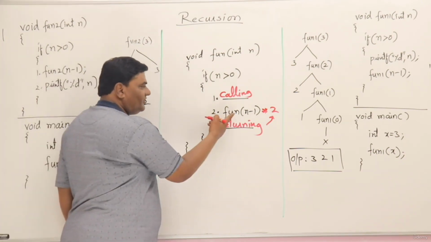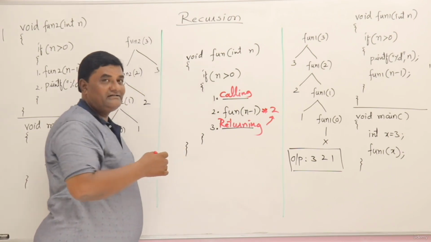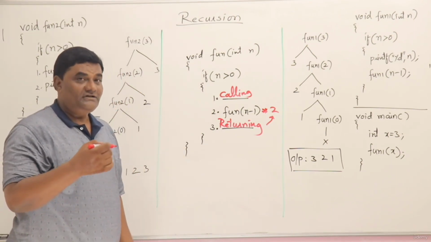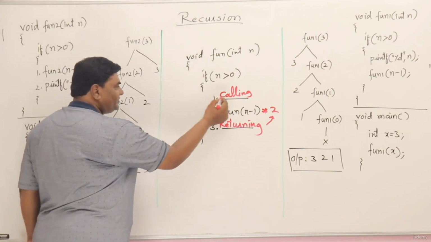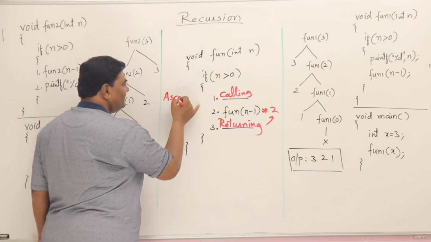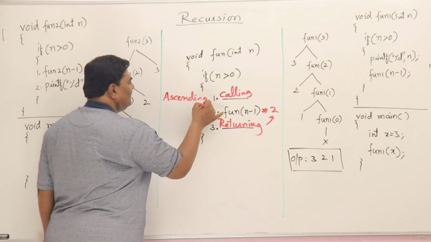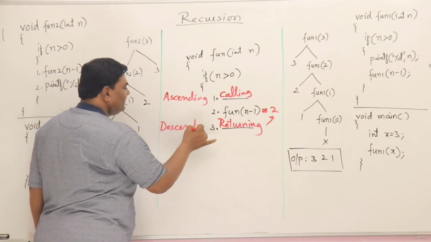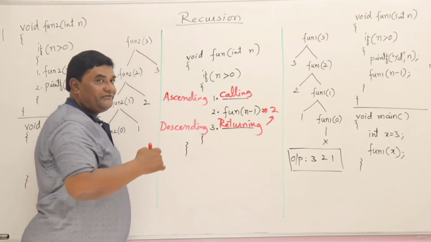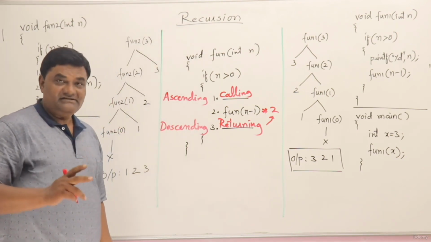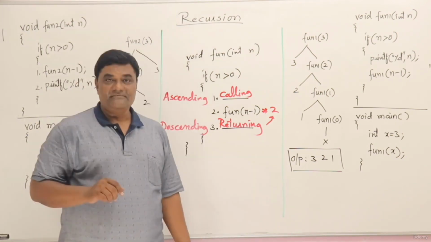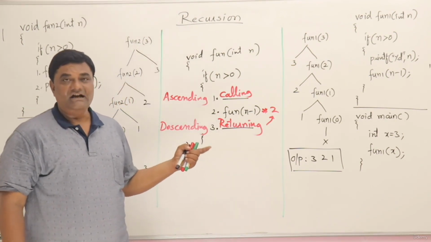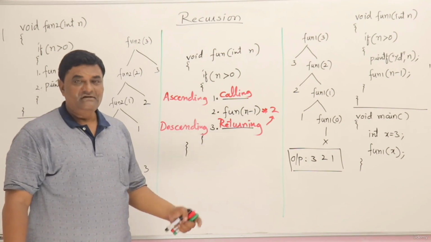In a recursive function call, if anything is there before the function call, then that will be executed at calling time. After the function call, it is executed at returning time. So we can call this portion ascending, and this we can call descending. So recursive functions have two phases, ascending and descending. The main important thing that we have learned now is that a recursion will have two phases.